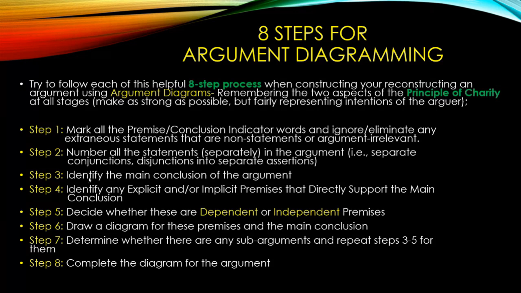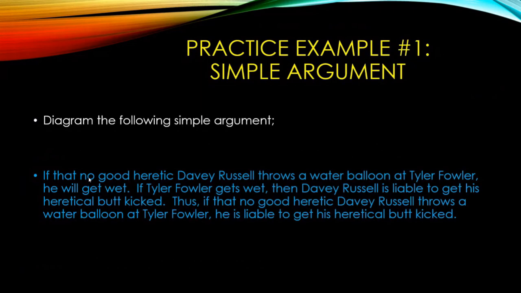Finally, step 6, draw the diagram for the premises and the main conclusion that represent the main argument only. Okay, so draw a diagram of the main argument. Then step 7, determine whether there are any sub-arguments and repeat steps 3 through 5 for them. Finally, step 8, complete the diagram for the argument and represent it as a whole, sub-arguments and main arguments together. Okay, so let's take a look at some practical examples.